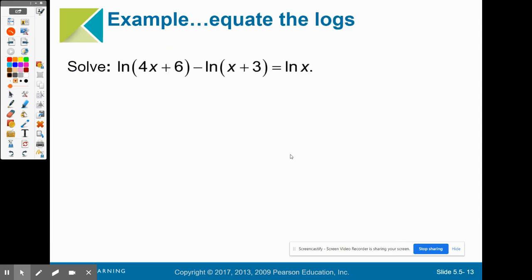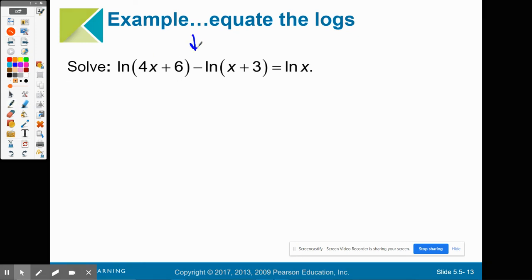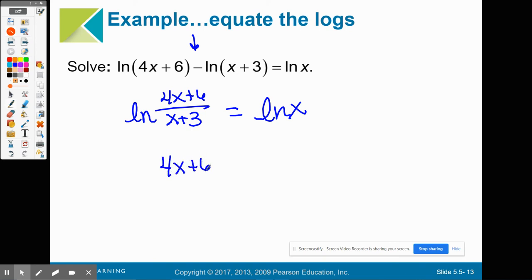Okay, what about this guy? What happens here? Well, I have 2 natural logs and I have subtraction. Subtraction turns to division. So I'm going to change this to the natural log of 4x plus 6 over x plus 3, and that's going to equal the natural log of x. So what do I do here? Well, I have a natural log equals a natural log, so what this means for me is that 4x plus 6 over x plus 3 must equal x.